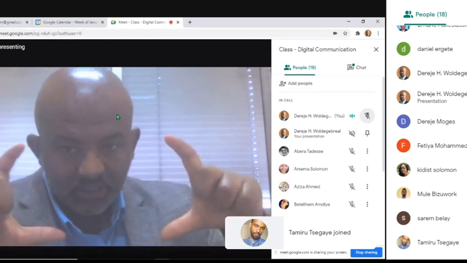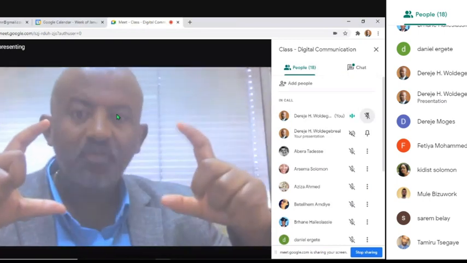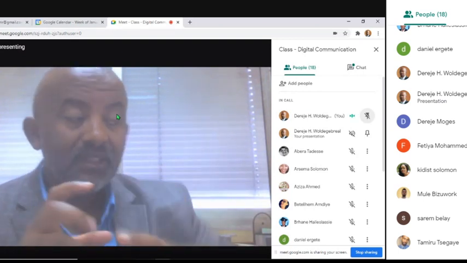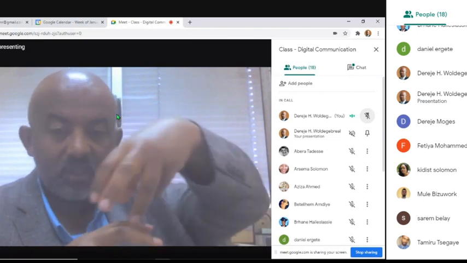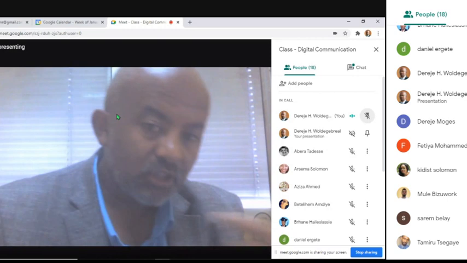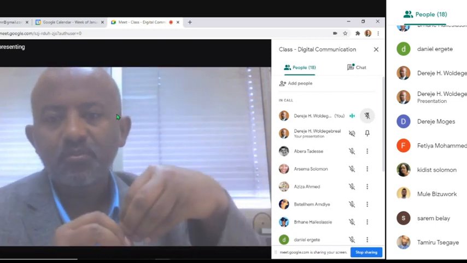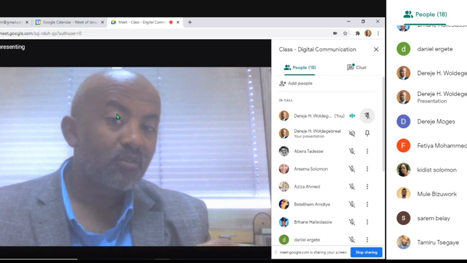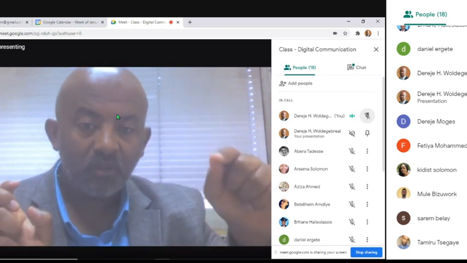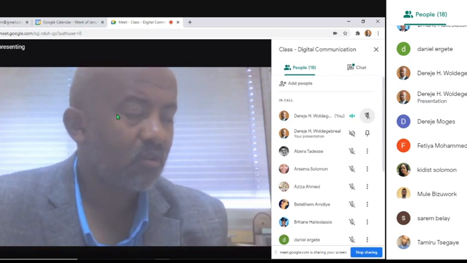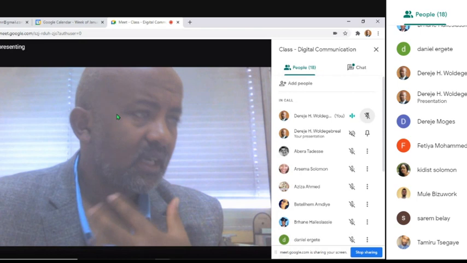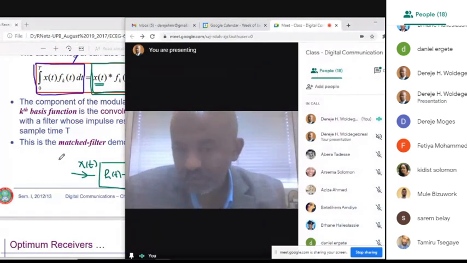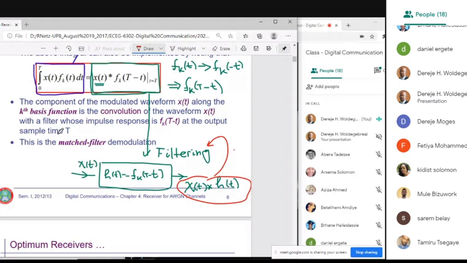When designing the filter, we take the basis function: the filter impulse response h of t is the basis function, flipped and shifted. So we design the filter from the basis function, and when the received waveform passes through the filter, its output is the same as the output of a correlator.